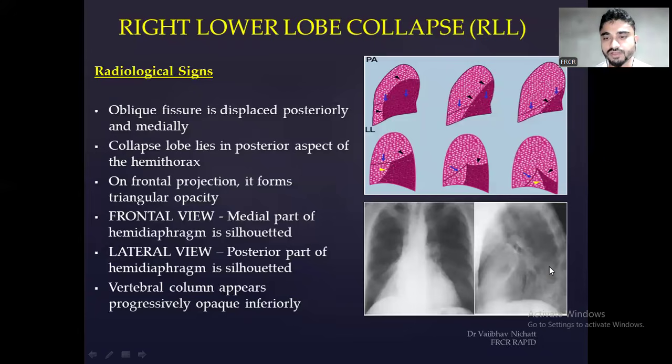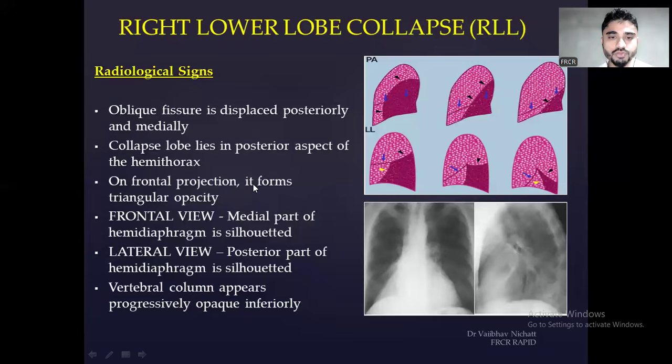Normally on the lateral radiograph, because of the lucency of the lungs, you will see better delineation of the lower thoracic vertebrae. But in cases of right lower lobe or left lower lobe collapse, there will be crowding of vessels, crowding of bronchi, and atelectasis, so there will be an opacity. Because of that opacity, the normal, increasing translucency will be lost, and the lower dorsal vertebrae will not be seen properly.